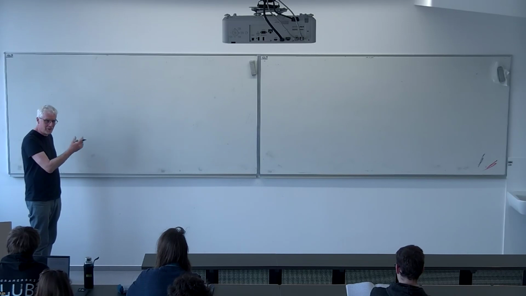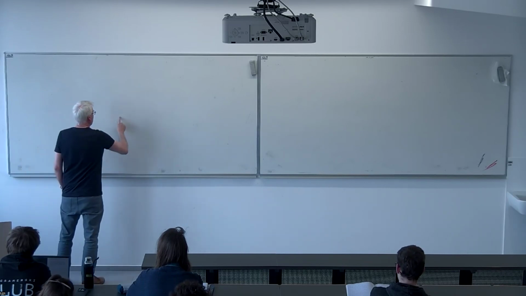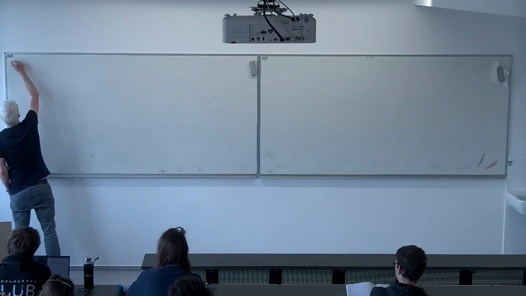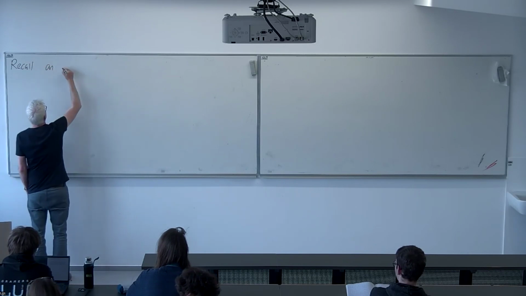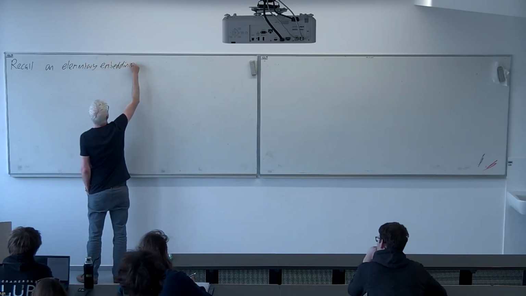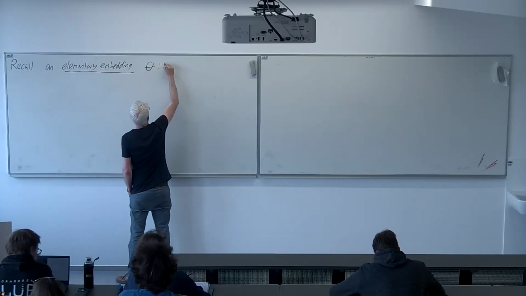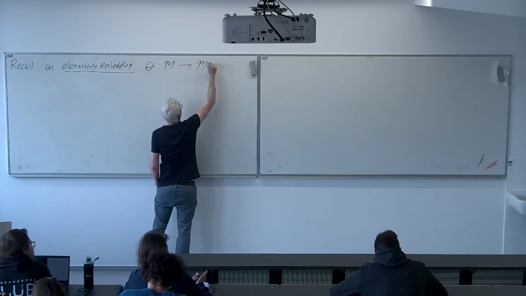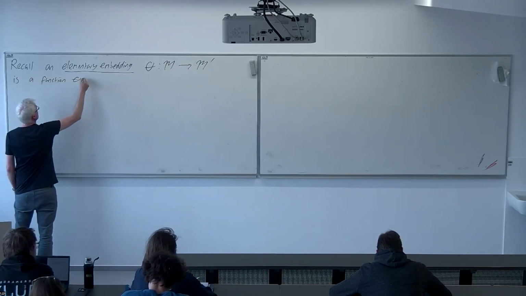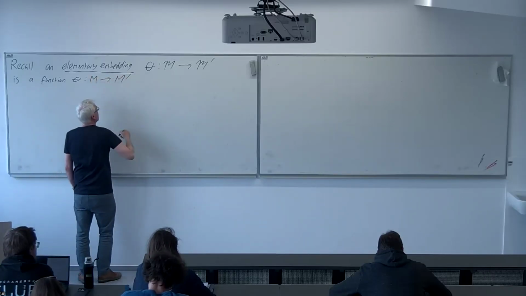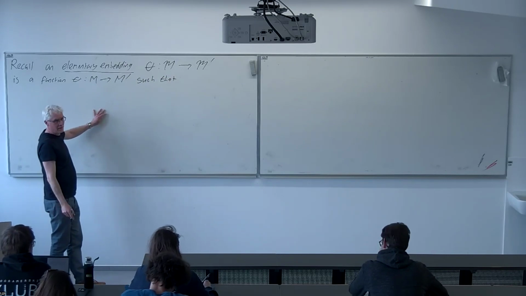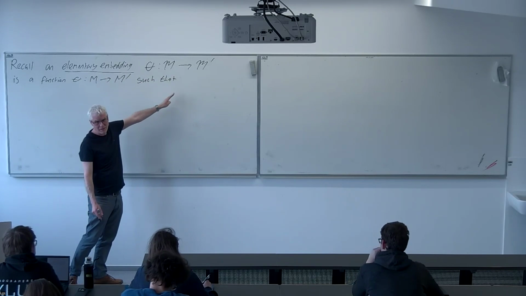Just to make sure we're on the same page, I'll quickly go over it again using very slightly different notation, just for the sake of variation. So let's recall: an elementary embedding theta from one structure M to another structure M prime is a function theta on the underlying sets such that, and then we had this condition that last week was formulated. The condition basically says it preserves logical properties expressed by formulas.